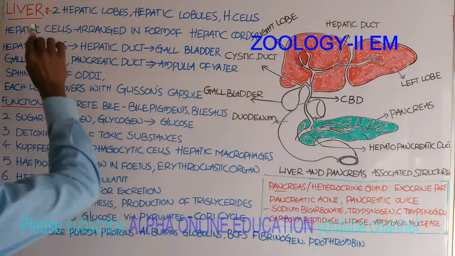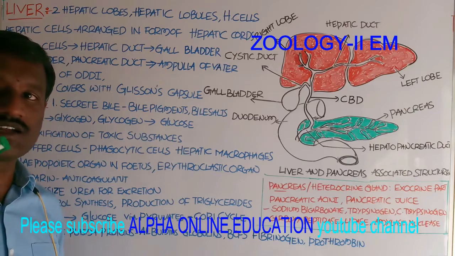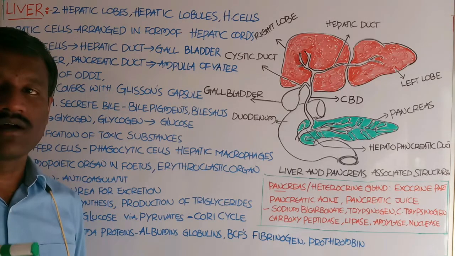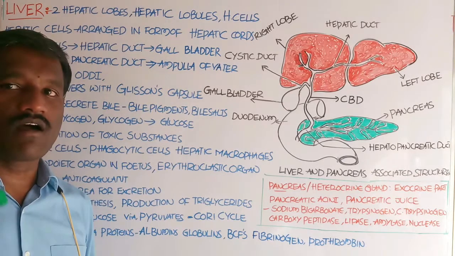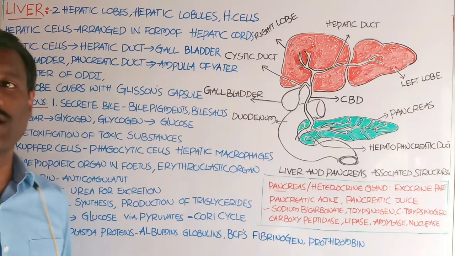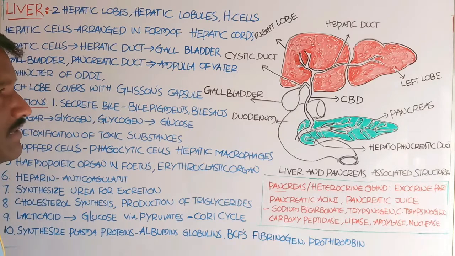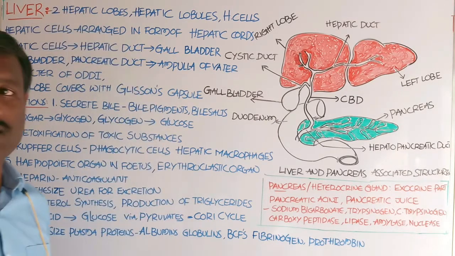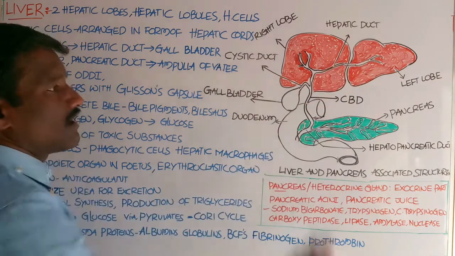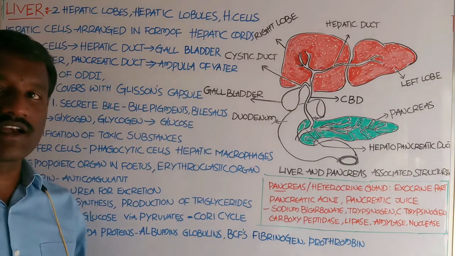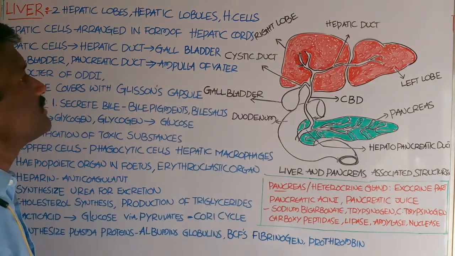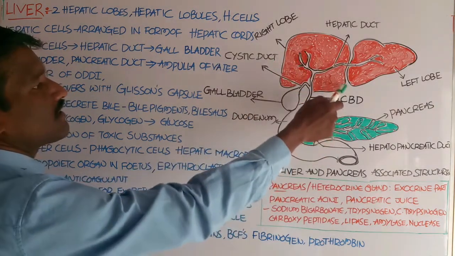Now let us discuss the liver in human beings. Liver is the largest gland in the human body. It is situated in the upper right abdominal cavity, and it weighs about 1.5 kg in human beings. Liver consists of two lobes, the left lobe and the right lobe, and these two lobes are connected with the falciform ligament.